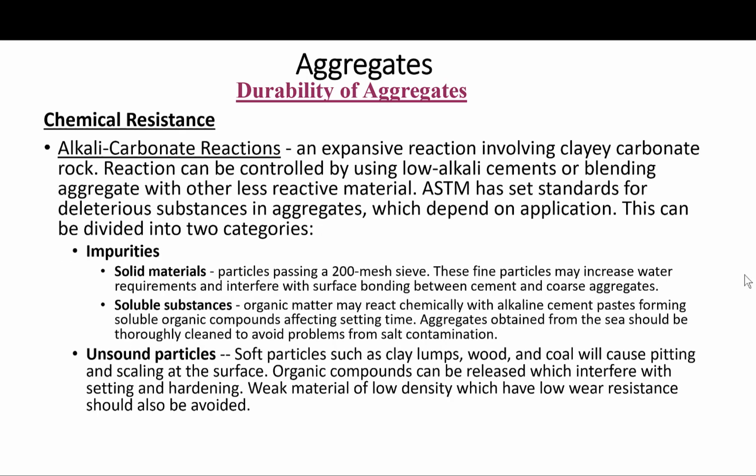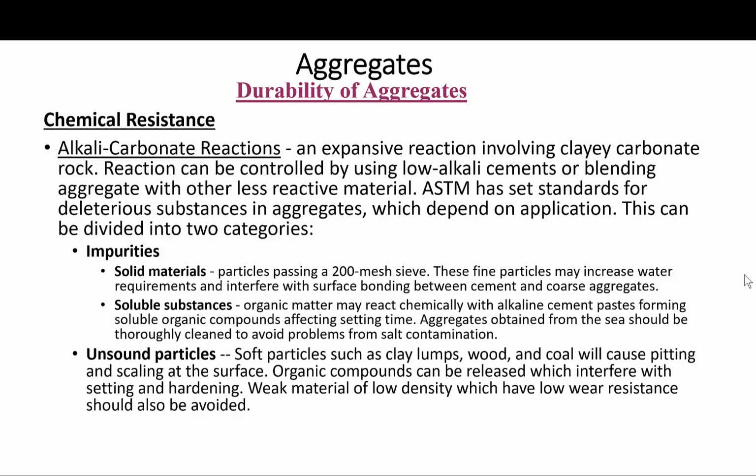Another form is the alkali carbonate reaction, which is basically an expansive reaction involving clayey carbonate rock. The reaction in this case can be controlled by using low alkali cement. Again, we said the low alkali cements may not always be a luxury that is available, or blending aggregate with other less reactive material. And again, we're trying here to deal with the scarcity of aggregates.